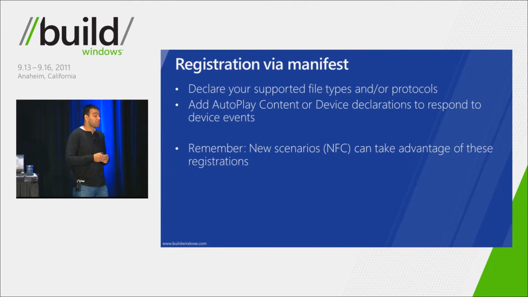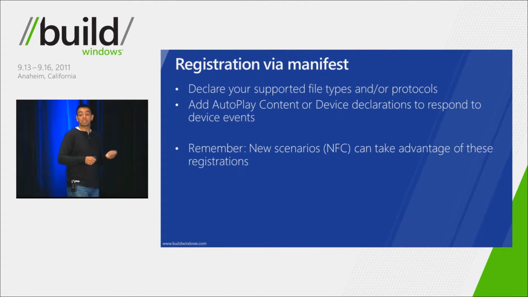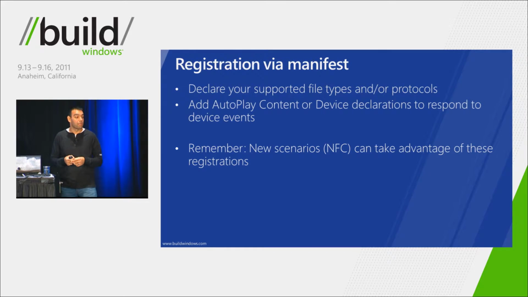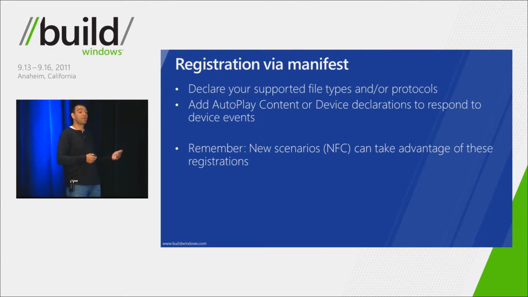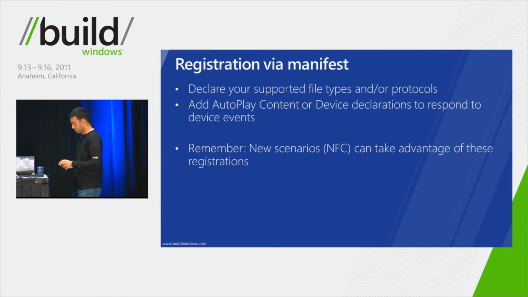The other thing I also showed you is you don't have to specify just a single file type or a single AutoPlay or protocol. You're able to specify multiple file types or multiple associations at the same time in your manifest. And by registering for the right AutoPlay tasks, you can also make sure that you seamlessly start participating in new scenarios in Windows 8, like the NFC scenario that I just showed you as well.